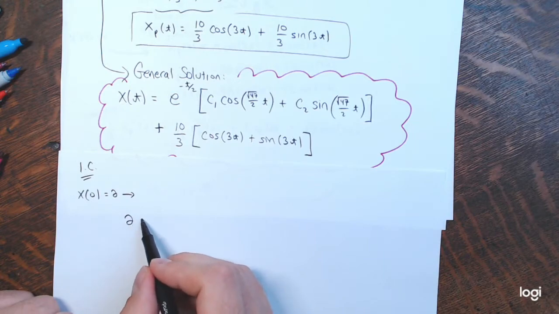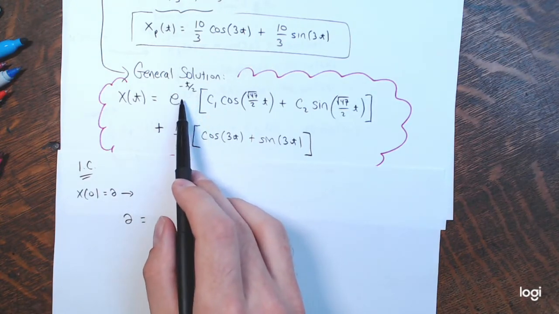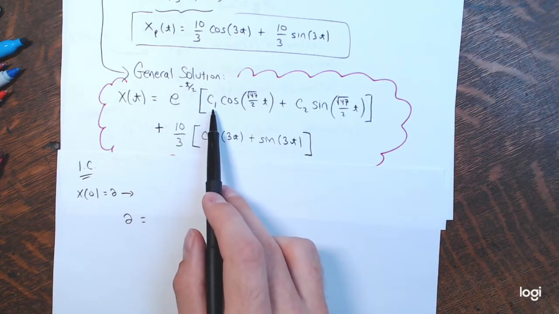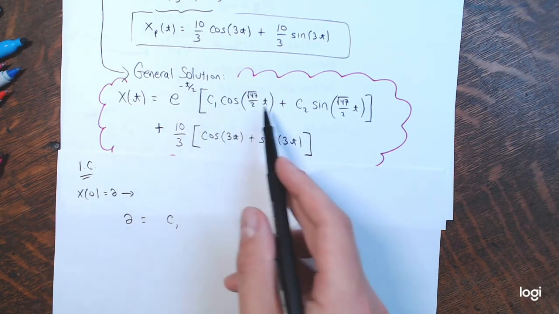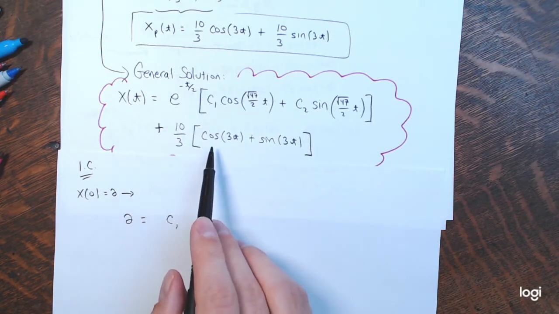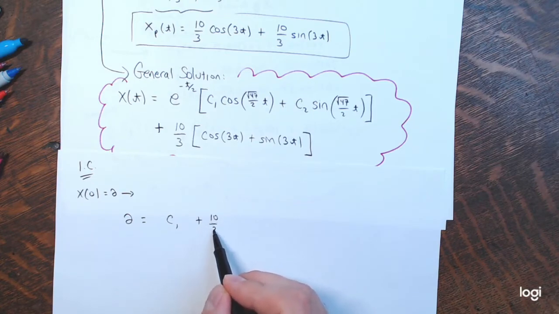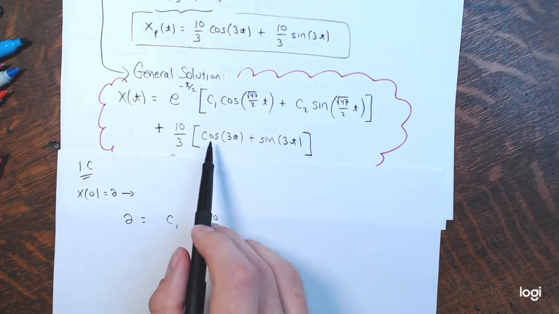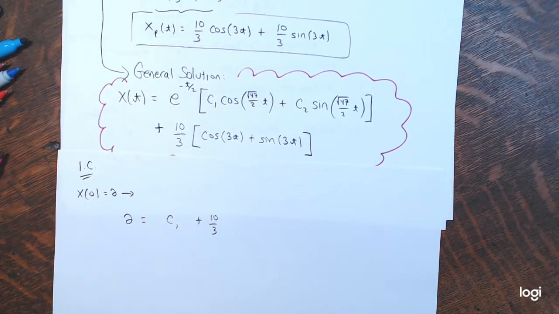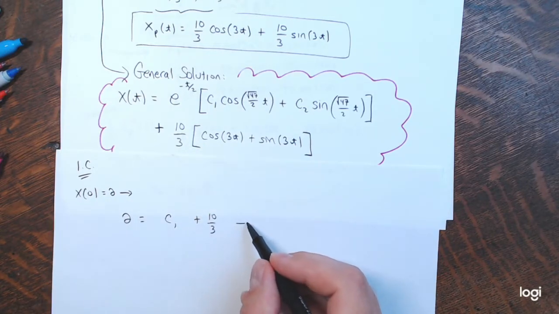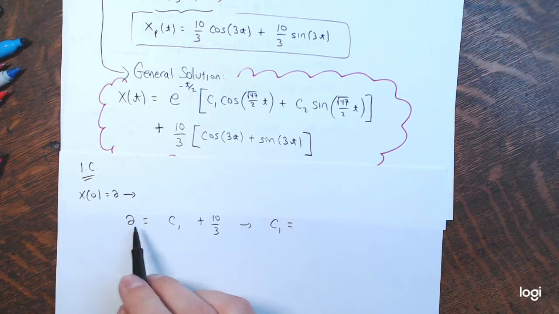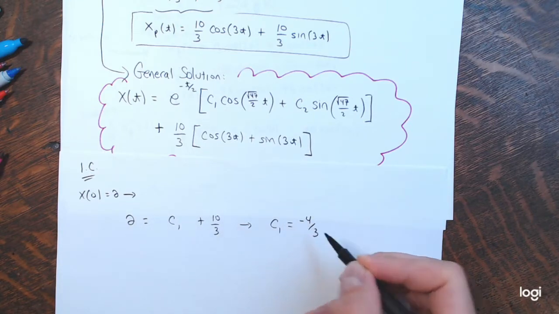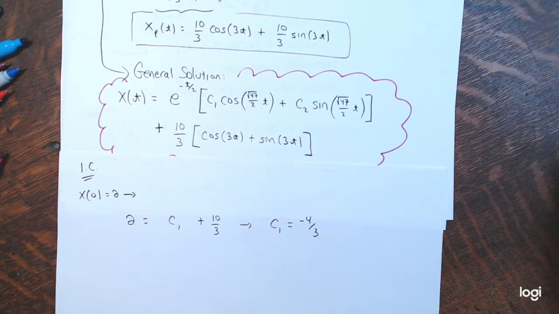2 equals, now when I replace t with 0, this would be 1 times the quantity C1 plus 0. So this would be C1, this whole big term here, plus 10/3, because the cosine of 0 plus sine of 0 is just 1. And then 10/3 there. So subtracting 10/3 from both sides, we'd get C1 equals 6/3 minus 10/3, negative 4/3. C1 equals negative 4/3.